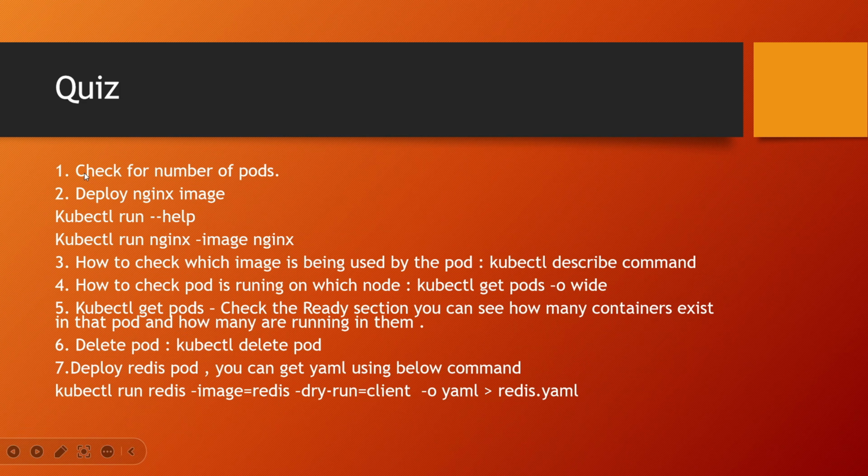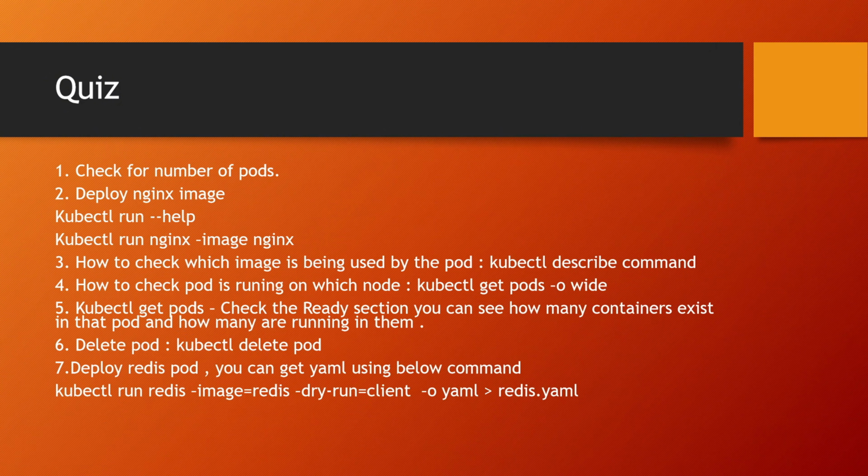Inside your Kubernetes cluster, you can check how many pods there are. How are you going to deploy an Nginx image? That I already explained, and you can do it from your side as well. Again, I already showed you that using the kubectl describe command, you can check which image is being used by the pod. Now, how to check which node the pod is running on? -o wide I already showed, but you just try on your side. How to delete the pod? How are you going to deploy a Redis pod? You can use YAML to do that. In place of the Nginx image, you are going to use a Redis image and deploy a Redis pod.